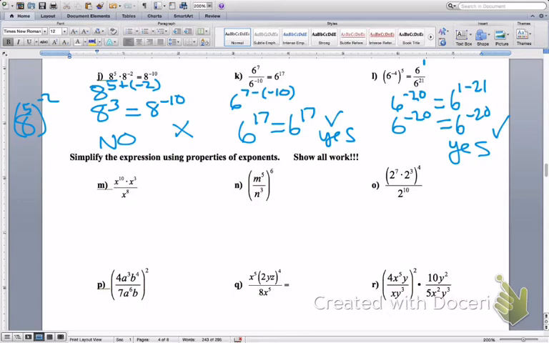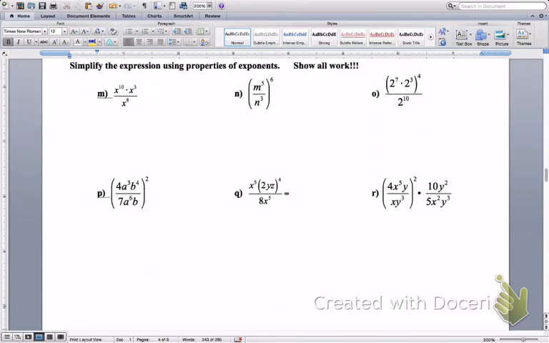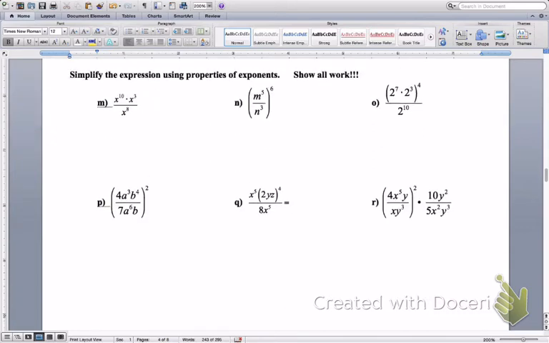All right, let's go ahead and do a few more examples at the bottom. So we have M through R, so let's take one at a time. Here's the ones where you're going to use combinations of all the rules to simplify. So in letter M, we are going to be using both the product rule and the quotient rule. So I'm not going to do the in-between steps. We're just going to add and subtract and multiply as needed. So top, we're going to be combining these by adding. That's the product rule, I'm sorry. So that's going to be x to the power of 13 over x to the 8. Denominator stays alone.